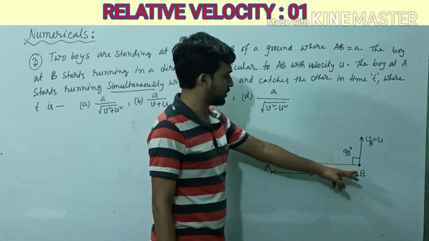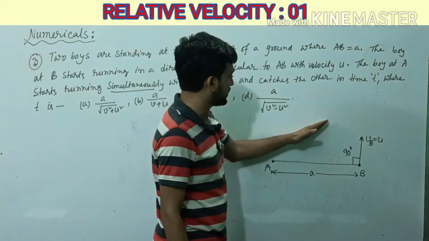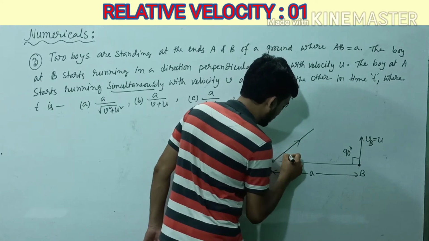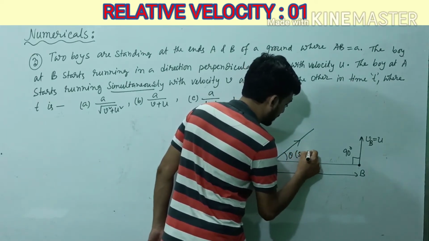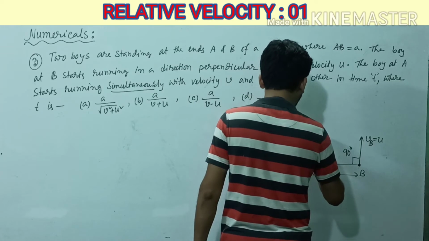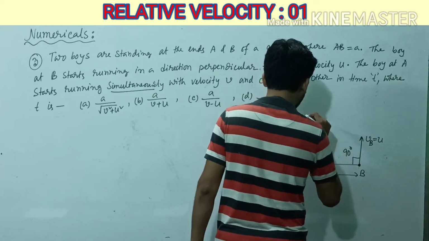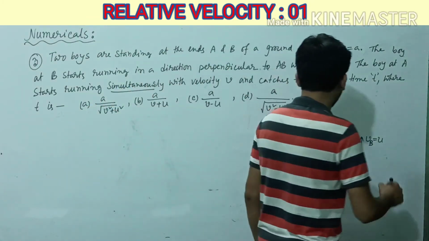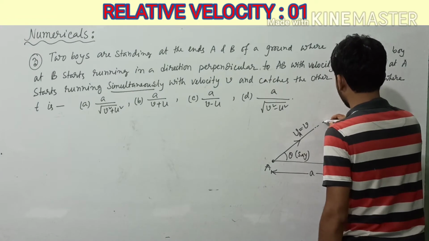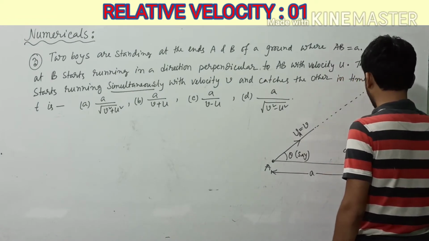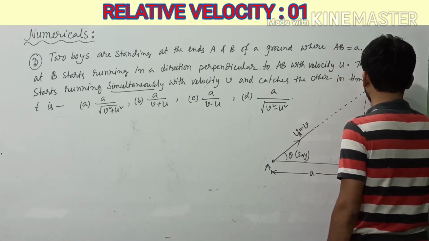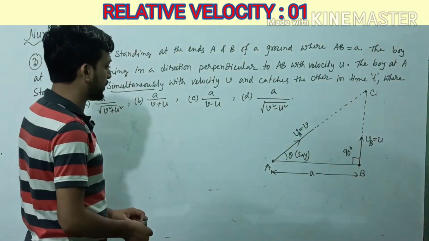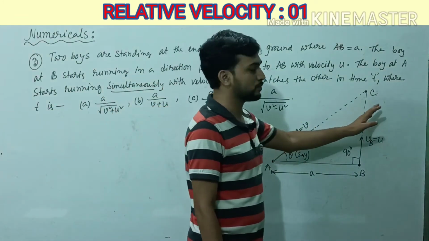So in order to catch boy B, boy A should move in this direction, making an angle theta. We don't know what the angle theta will be, but the velocity of boy A is given here. This is equal to v. Since boy A will catch boy B, we have to complete our diagram. Boy A will catch boy B right here, say the point is C. We have to find the time after which boy A will catch boy B.